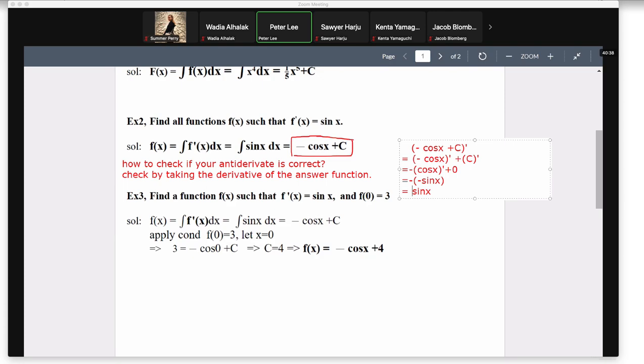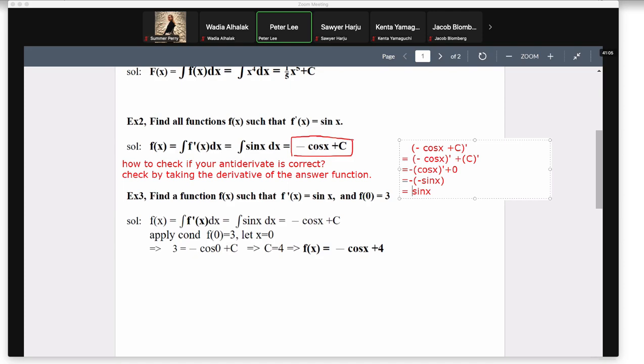So this is how you check. You check your antiderivative by taking the derivative in the reverse direction, of course. Get the answer for the antiderivative, take the derivative of that, and then check. By taking the derivative of that answer function, you should get the original function. Any questions here?